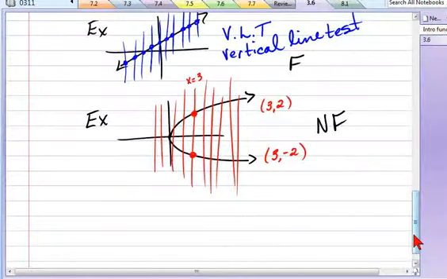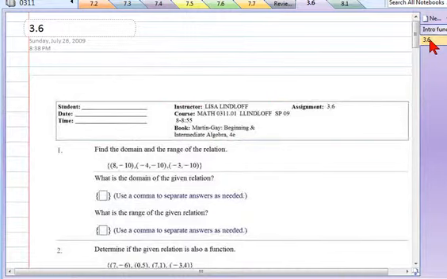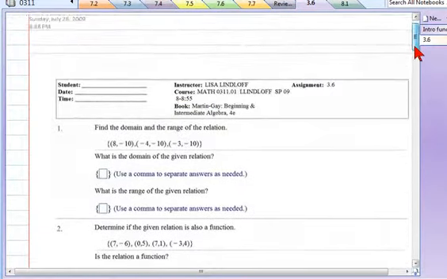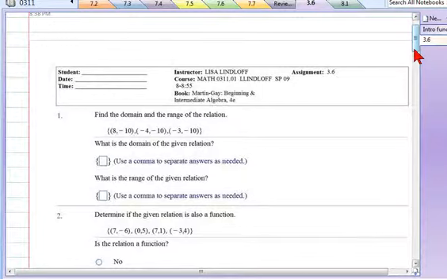Let's look at our problems now. I will try to enlarge this for the students present. Whoops. Okay. I may have to read it out to you. Problem number 1. It says, find the domain and the range.